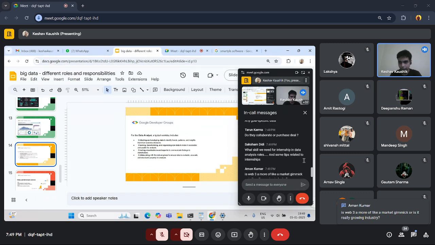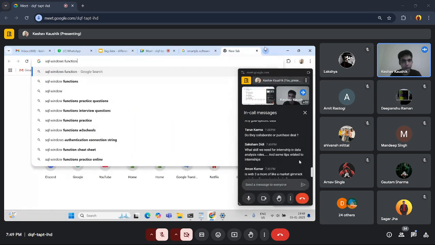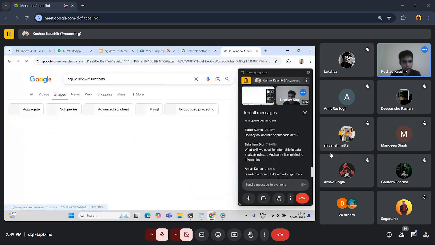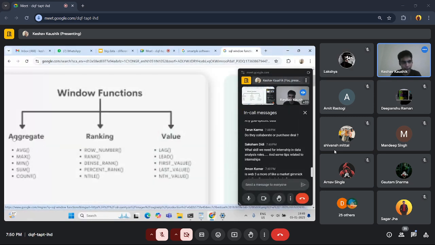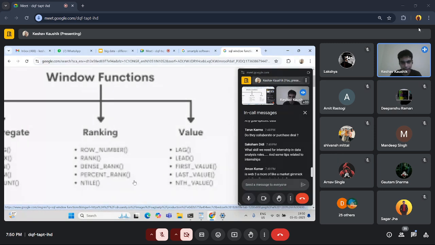Okay, what skills do we need for an internship in data analysis roles, and some tips related to internships? If you want to have an internship in data analysis roles, then I think you should go with SQL. SQL is like 35% of any big data tech stack. You have to learn SQL and be very good at it, like till Window functions. You might have already heard of average, max, min in SQL if you know DBMS. These are mostly asked in data engineering specific roles.